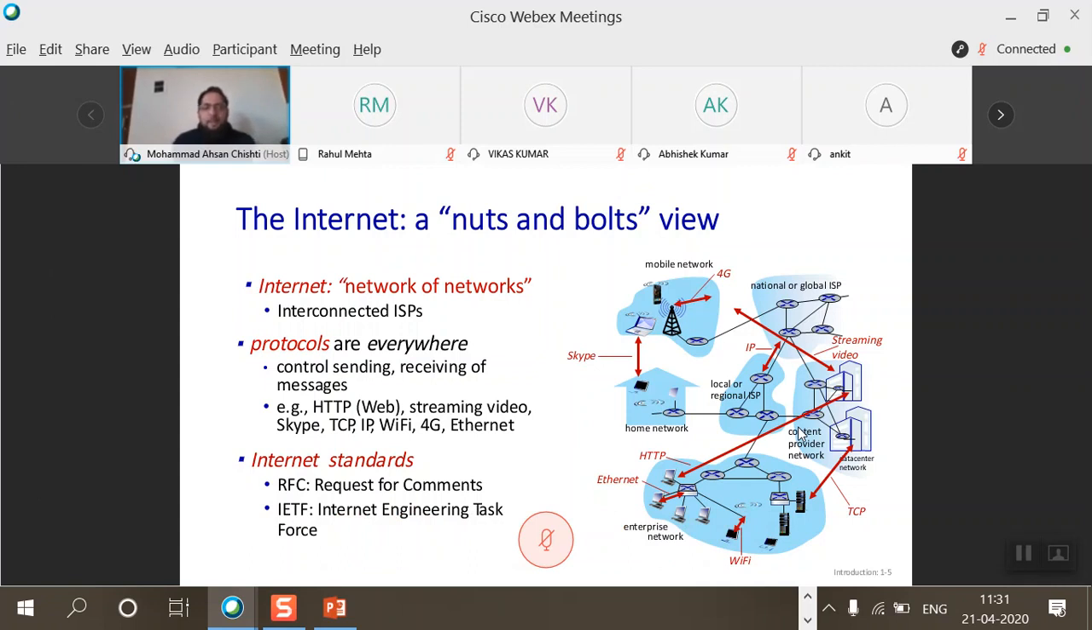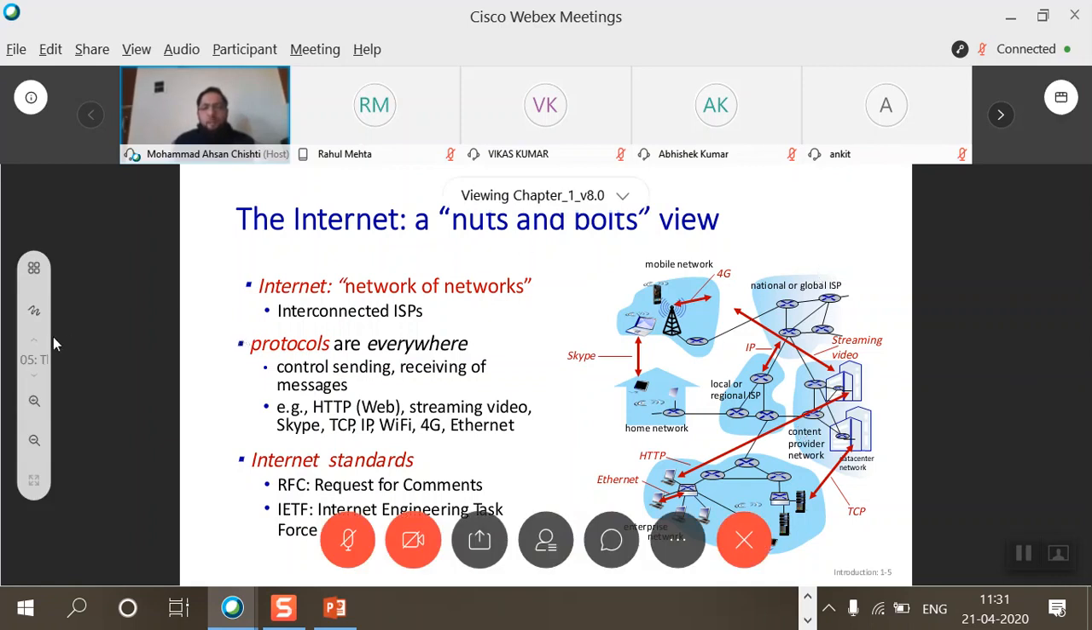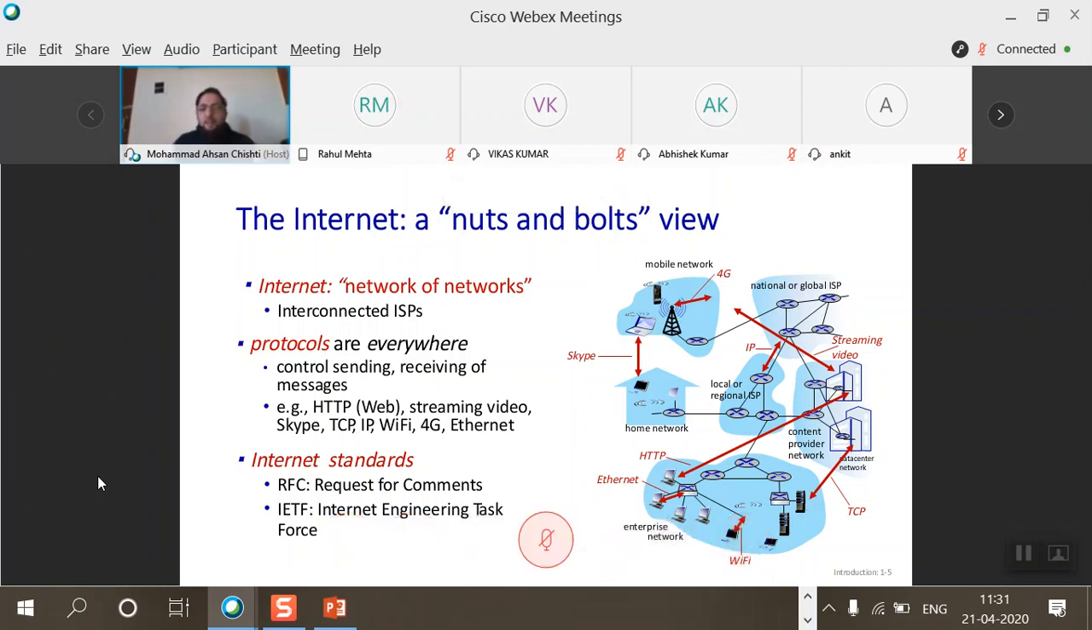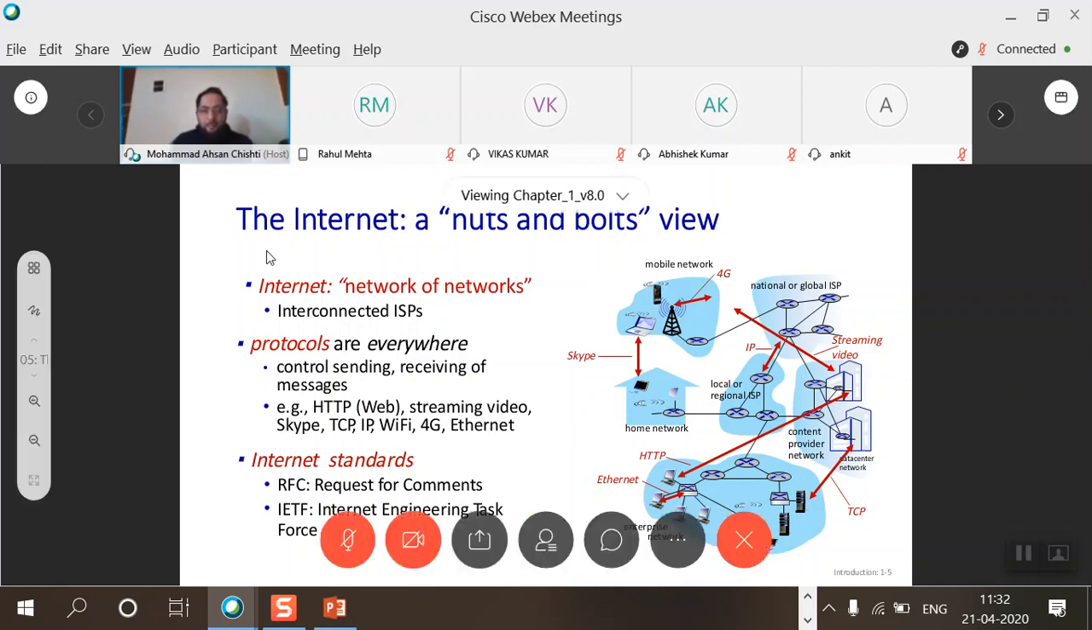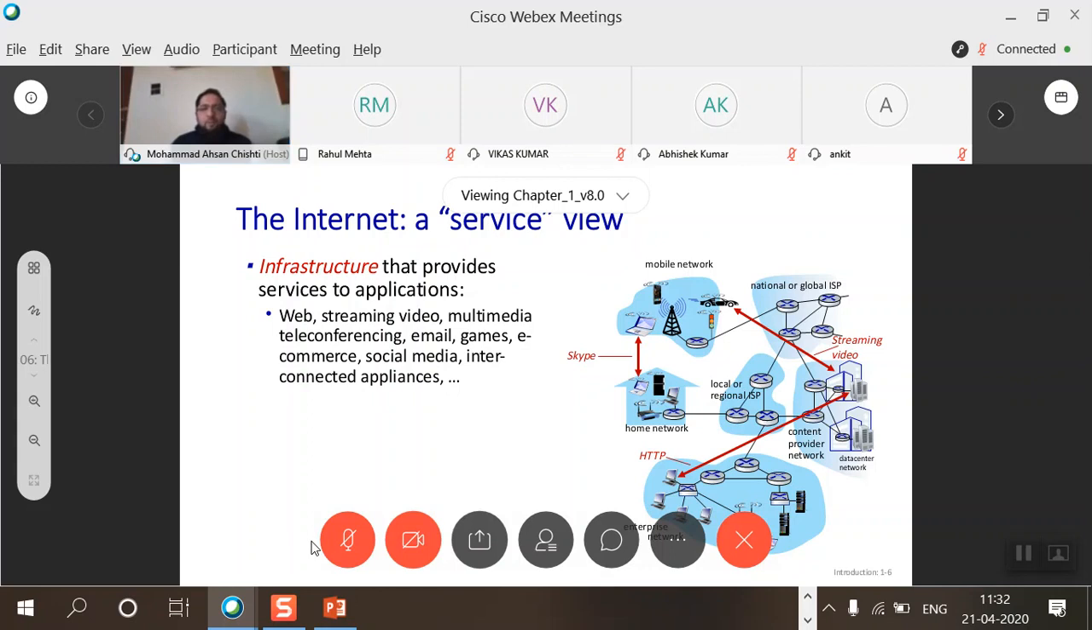The next would be the protocols. The term protocols, I'll come to it in the coming slides, what it means. They help us in receiving and sending of messages. Like we are streaming a video this time, we would have a protocol of streaming video, whether it's using Skype, whether it uses TCP, UDP. We'll come to that when we come to the protocols. I move on to the next slide, which says the internet, a service view.